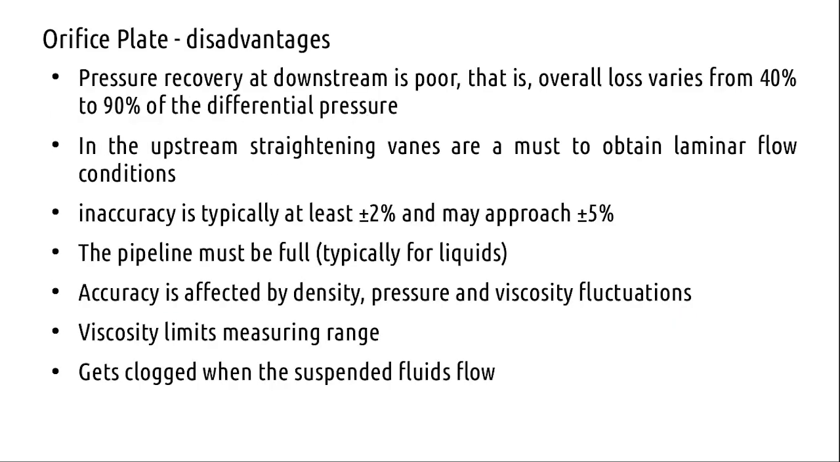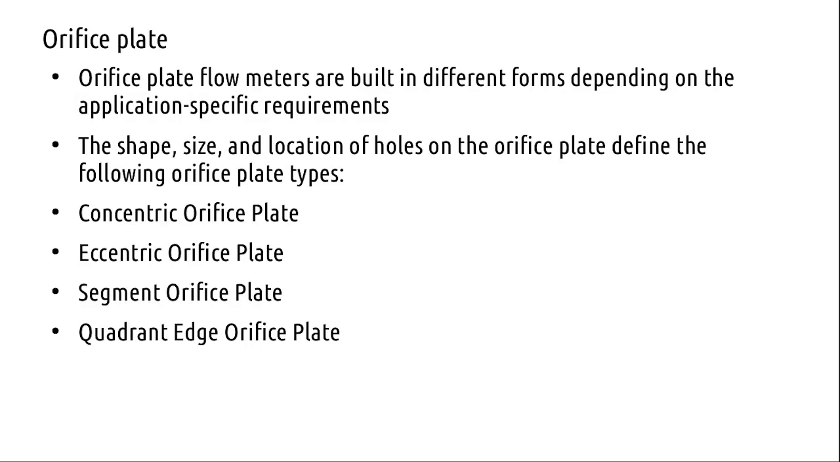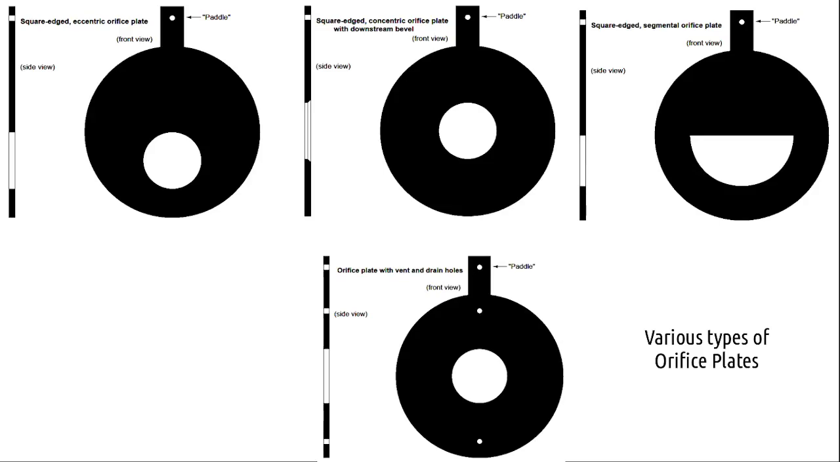Then you saw the disadvantages. It's inaccurate; 5% inaccuracy might even be there. So you cannot use it for turbulent flows, laminar flows. There is a pressure decrease there, even 50% loss of pressure will be there downstream. Putting this plate there will reduce the pressure.